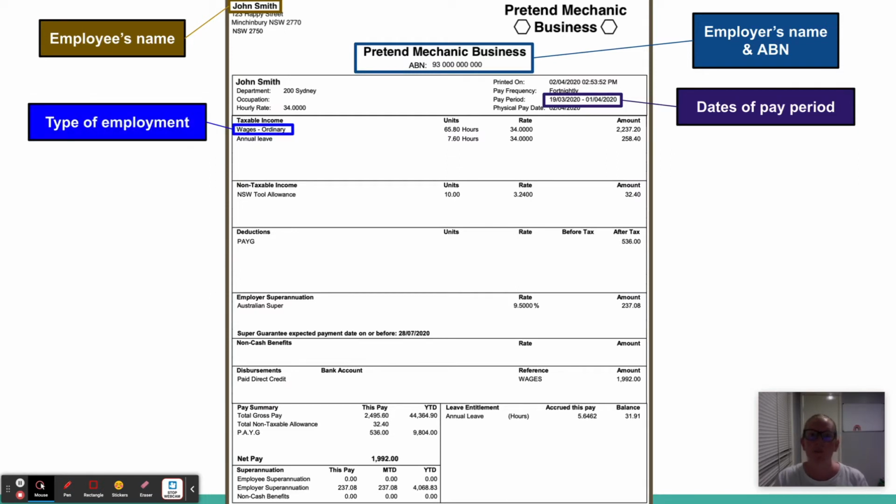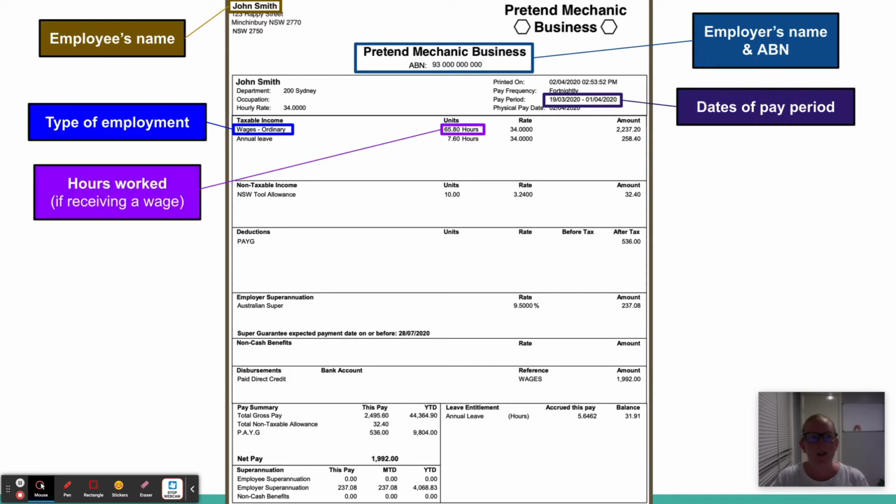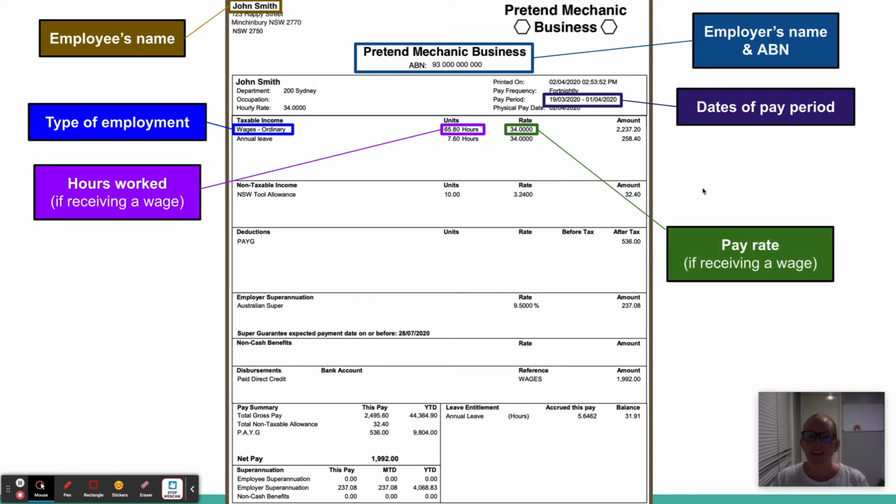It has to say the type of employment that the person is in. So this particular person receives a wage, which means they get an hourly rate, and their pay is based on how many hours they work. So here in purple, that is how many hours that this particular person worked. He worked 65 hours in this particular time period. And the rate is how much he receives per hour. So that's $34 an hour.